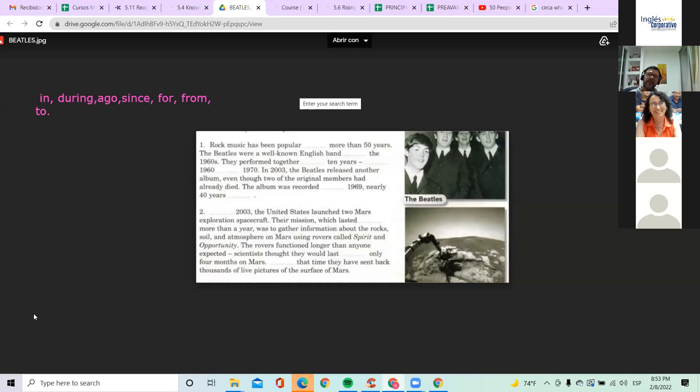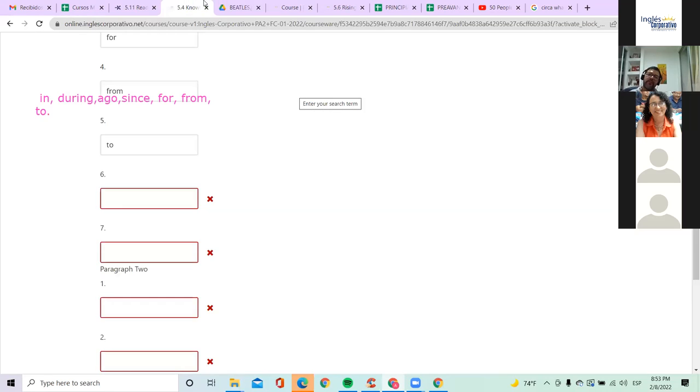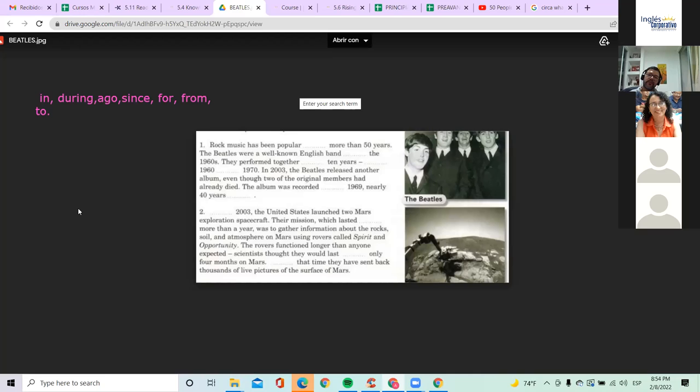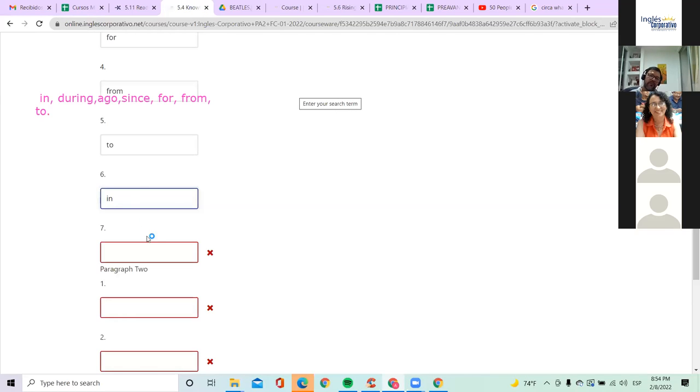All right. In 2003, the Beatles released another album, even though two of the original members had already died. The album was recorded in a specific time. In 1969. In a specific year, that's right. Nearly 40 years ago. Years ago, that's right.